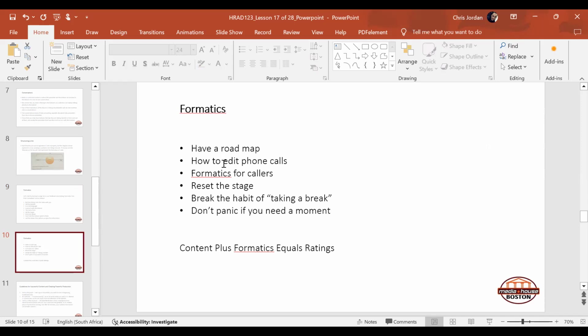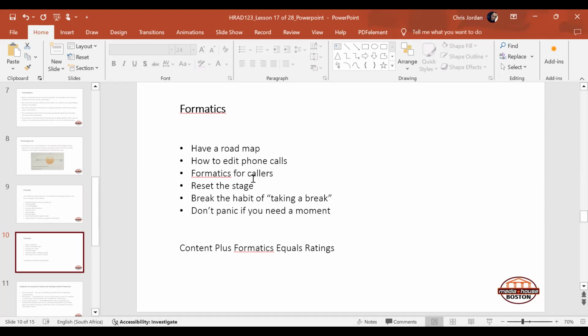Also know how to edit phone calls. For example, let's say live phone calls. We want to make sure that we speak to the caller off air. Make sure that we find the best part of what they're going to add to that particular segment of the show, and then make sure that we go on air. We start at the interesting parts of what it is that they're going to contribute to that show. So we need to listen off air.